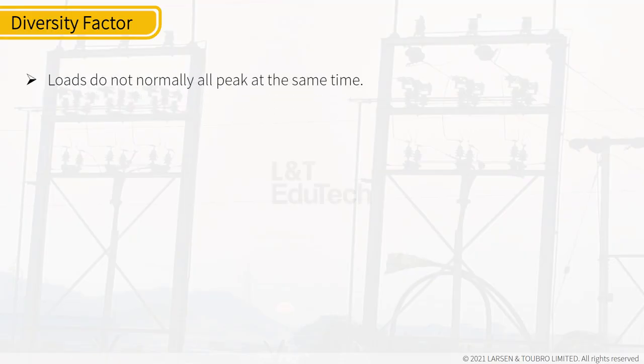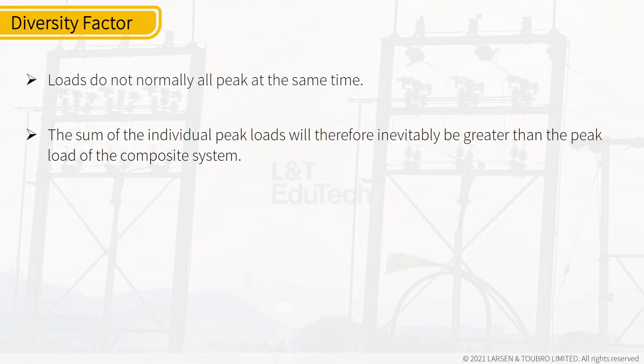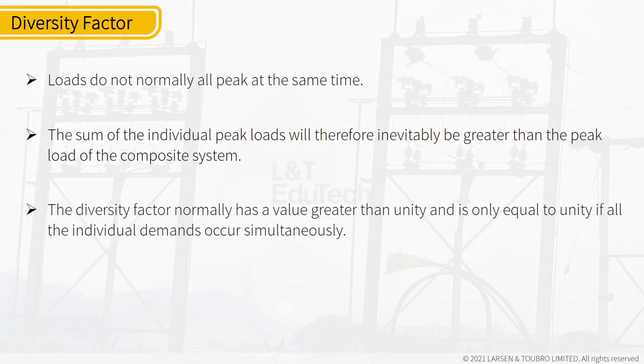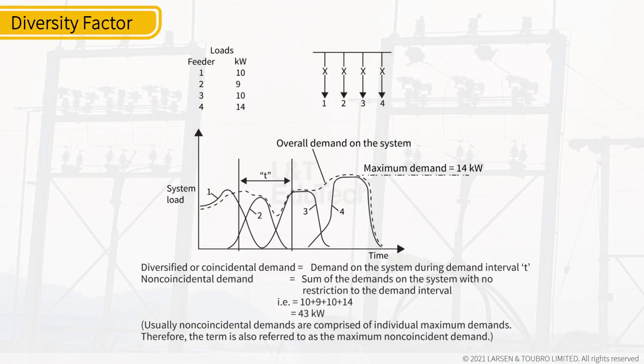Loads do not normally all peak at the same time. The sum of the individual peak loads will therefore inevitably be greater than the peak load of the composite system. The diversity factor normally has a value greater than unity and is only equal to unity if all the individual demands occur simultaneously. The coincident nature of load demands is of great importance to the distribution planning engineer as it is a key factor in the economic sizing of plant. The figure shows the effects of coincidental and non-coincidental demands.